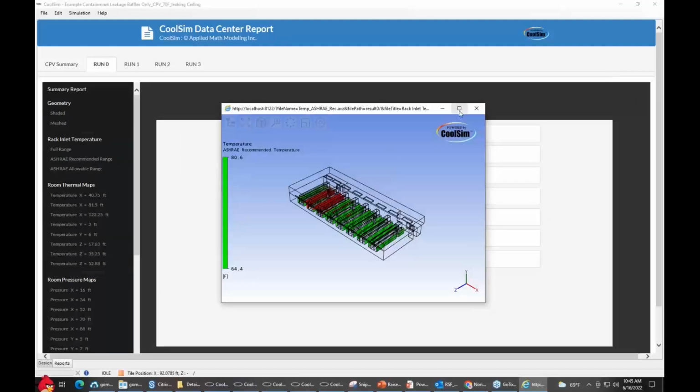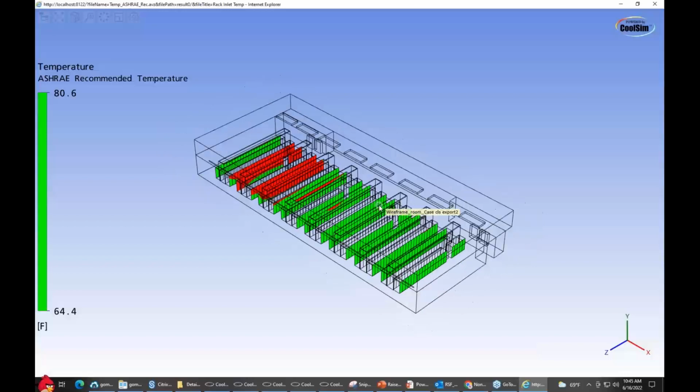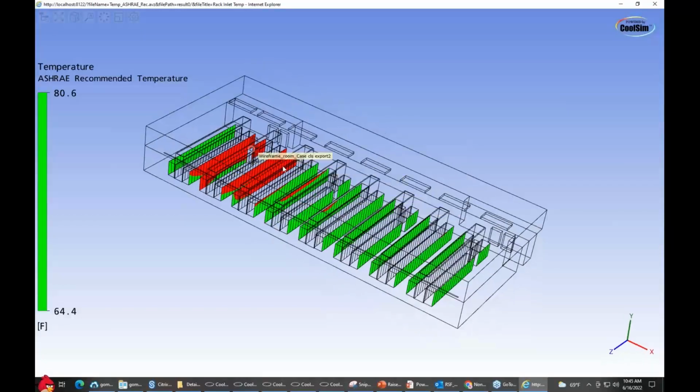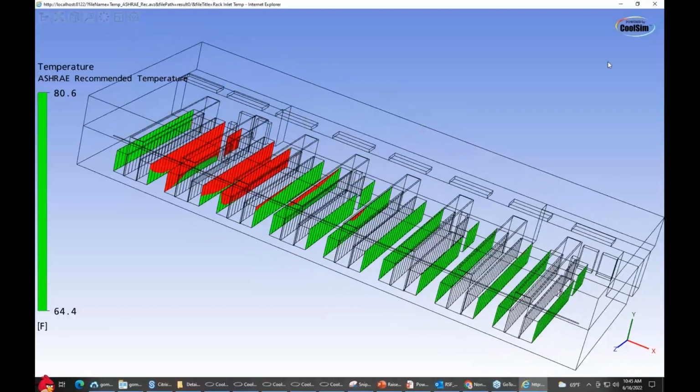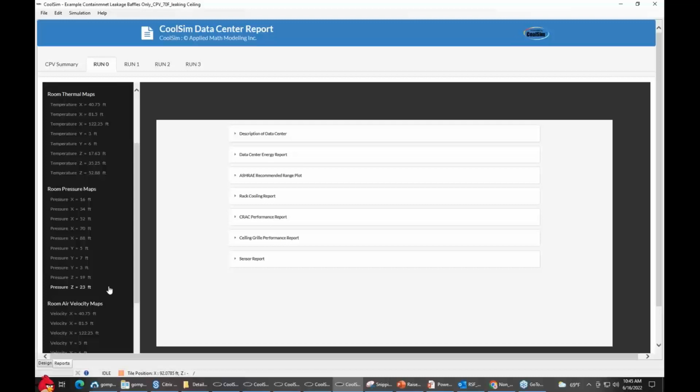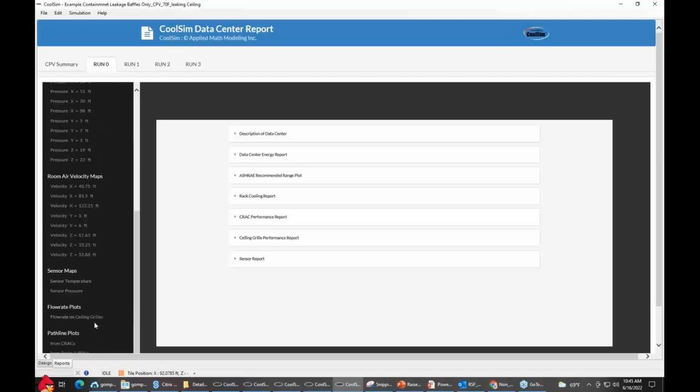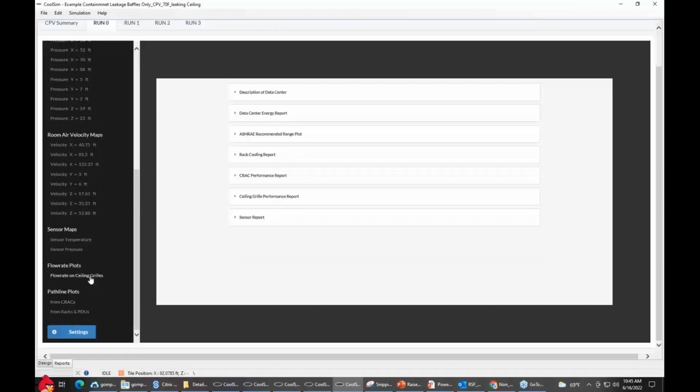So take a look at this. This is problematic right here. You can see I'm falling out of tolerance over on this side of the room, even though this is a hot aisle design. The reason for that is that that air handler over there is off. So if I take Pathlines here from cooling units, you will see that that particular unit is turned off.